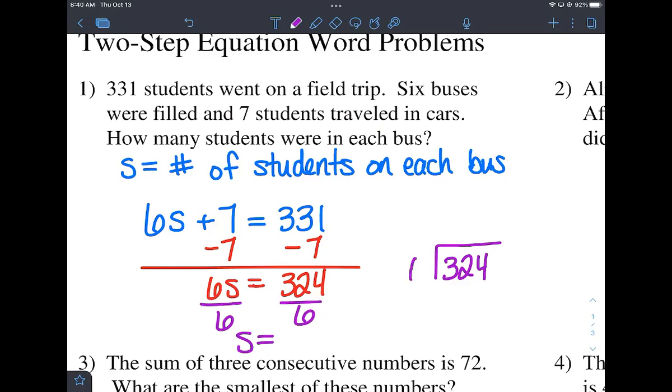6 goes into 32. How many times? Anybody? How many times into 32? Shout it out. 5 times. That's 30. The difference of 2. Drop down your 4. 6 goes into 24 4 times, and it goes in perfectly. So that means 54. What? Students. 54 students rode each bus.